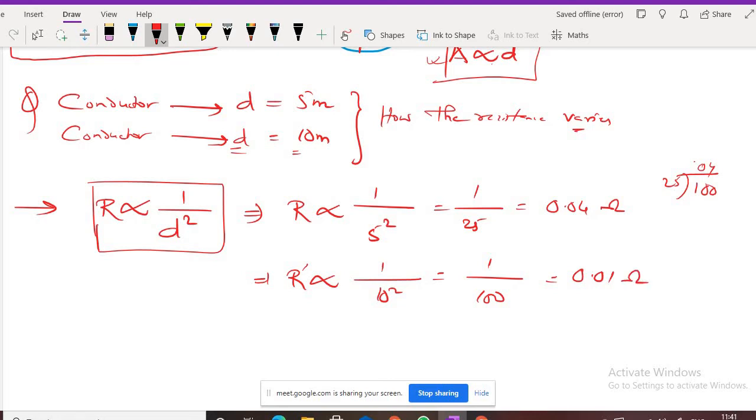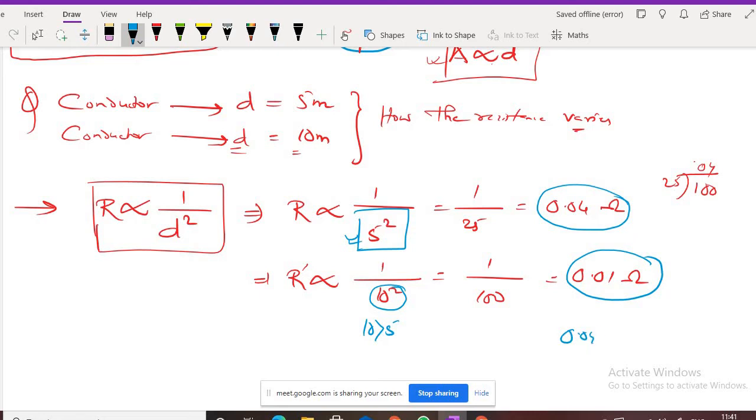What we have understood from this is, if the diameter is less, 5, then the resistance is higher, 0.04. But in this case the diameter is more, that is 10. So 10 is more than 5, right? Then the resistance is less. So 0.04 is more than 0.01. That means 0.01 is less. So if you increase the diameter, resistance will decrease. But by which amount? R is inversely proportional to D square, diameter square. Have you understood this much?